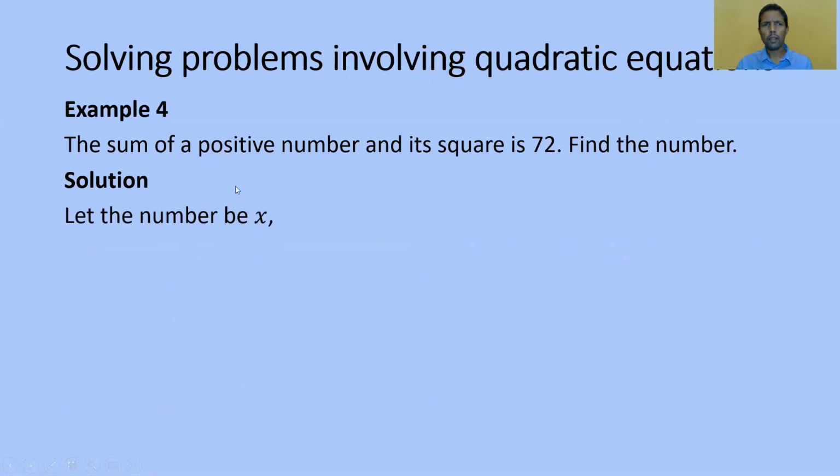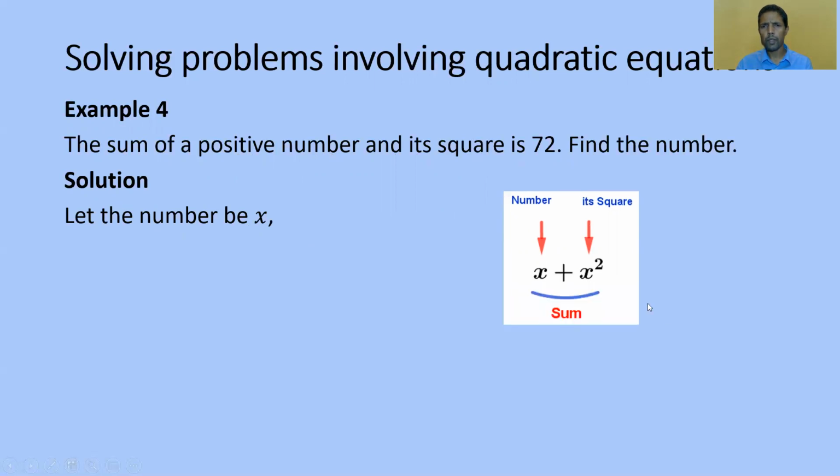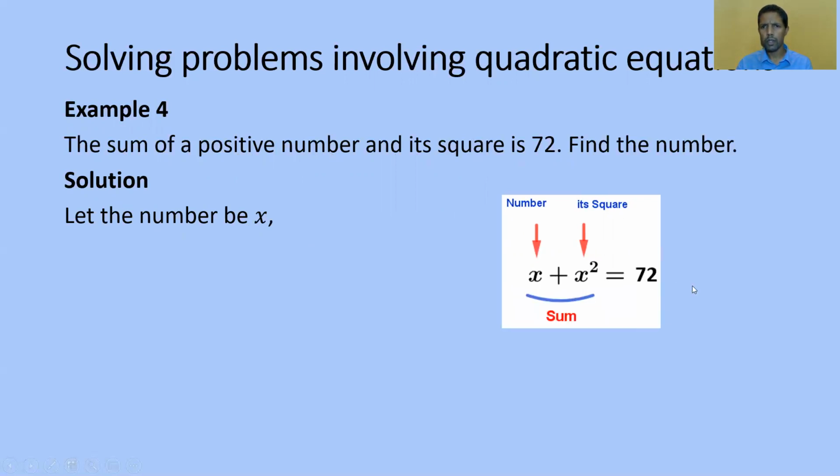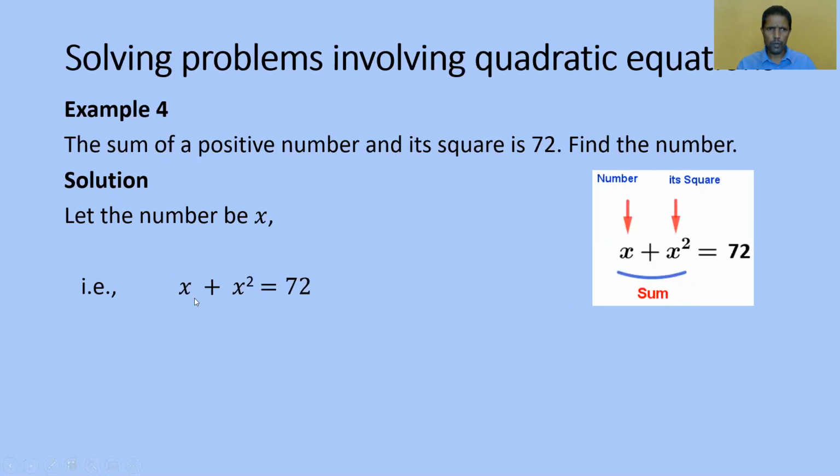So if we let the positive number be x, the question says the sum of a positive number and its square is 72. So if we let x be the positive number, then its square is x squared. But we know that the sum of the positive number and its square is 72. So it means x plus x squared must be equal to 72. So we have formulated a quadratic equation.